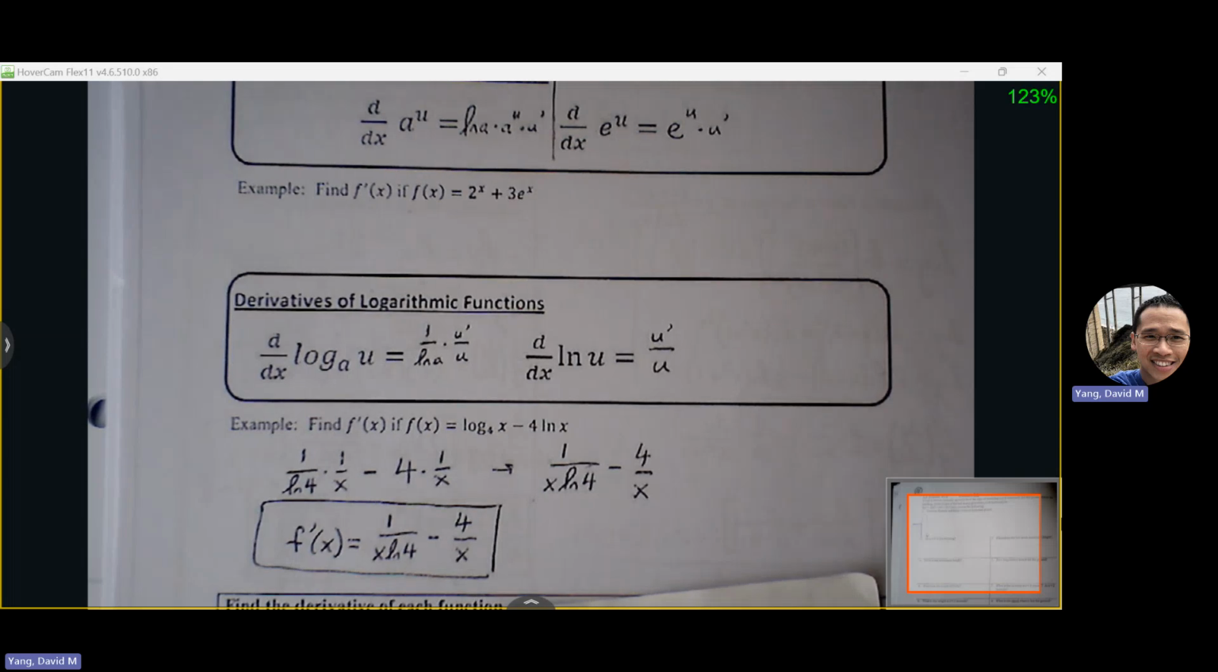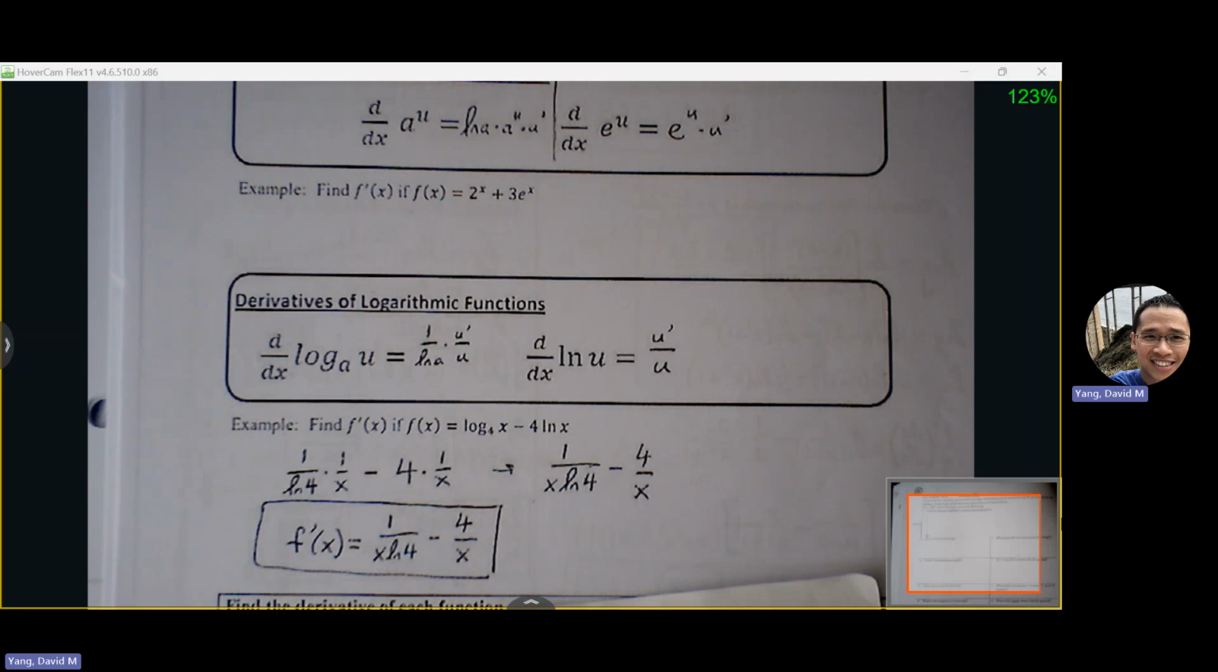Okay, let's check our answer, see if we're okay there. Log base 4 of x is 1 over natural log 4 times u prime over u, which is times 1 over x. And then 4 times natural log of x, the 4 is going to stay in our derivative. Natural log of x becomes u prime over u, which is 1 over x. No need to find a common denominator. Any questions?